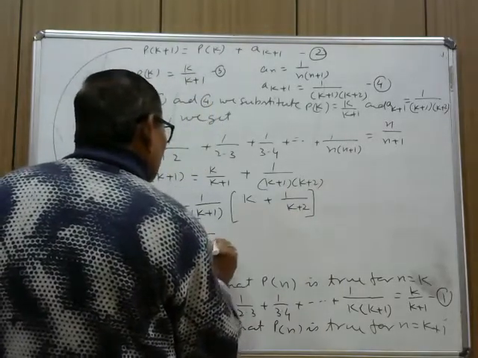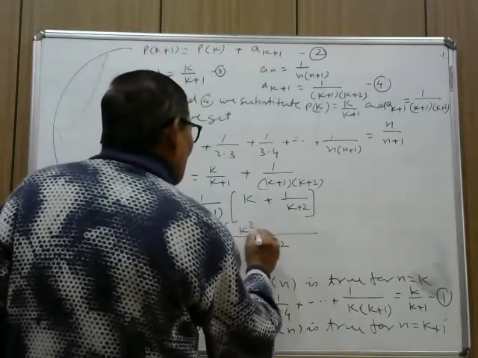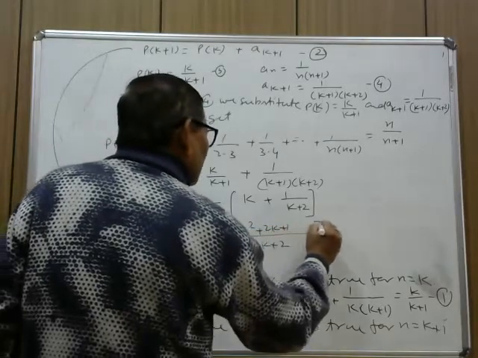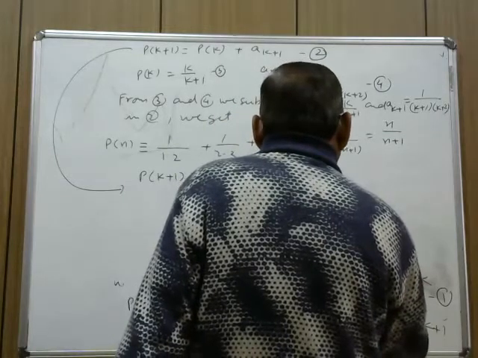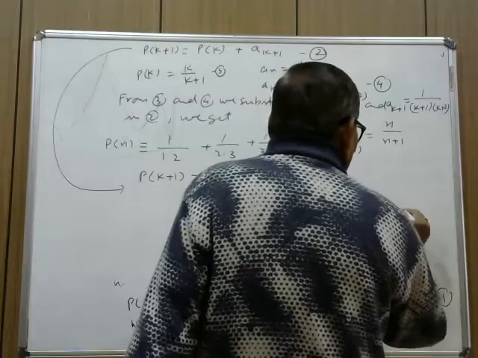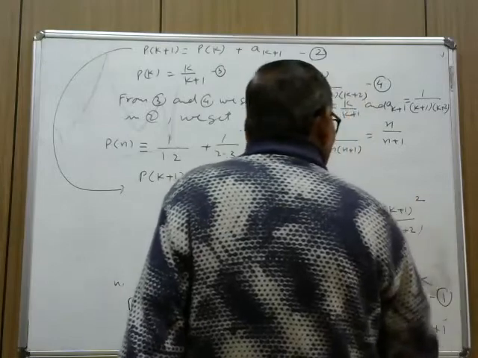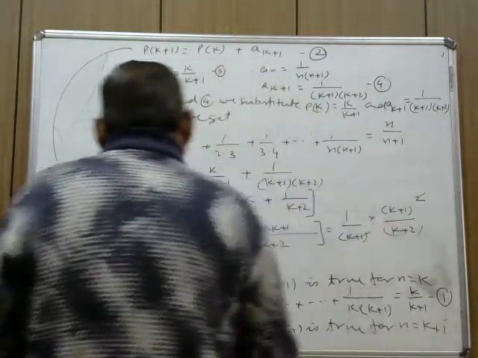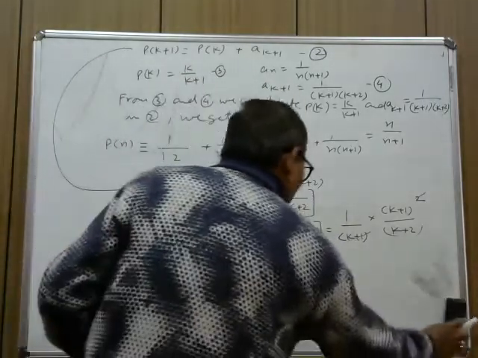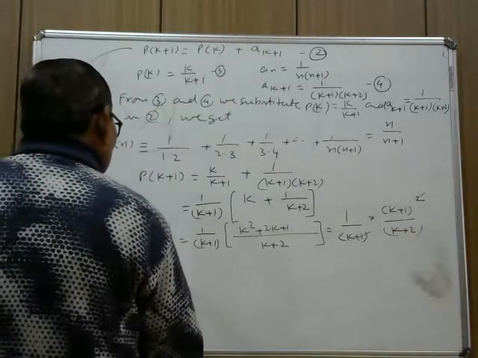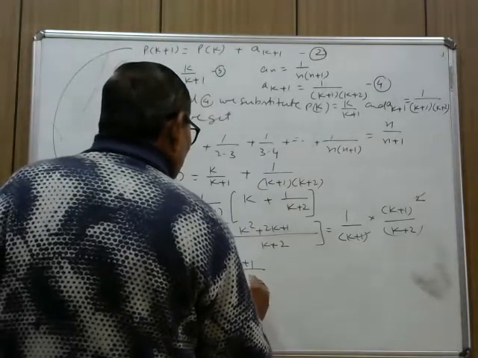1 upon k plus 1, your LCM is k plus 2 and here k square plus 2k plus 1. So that is equal to 1 upon k plus 1 into k plus 1 whole square upon k plus 2. And when you solve this, one power will be cancelled. So your Pk plus 1 is equal to k plus 1 upon k plus 2.